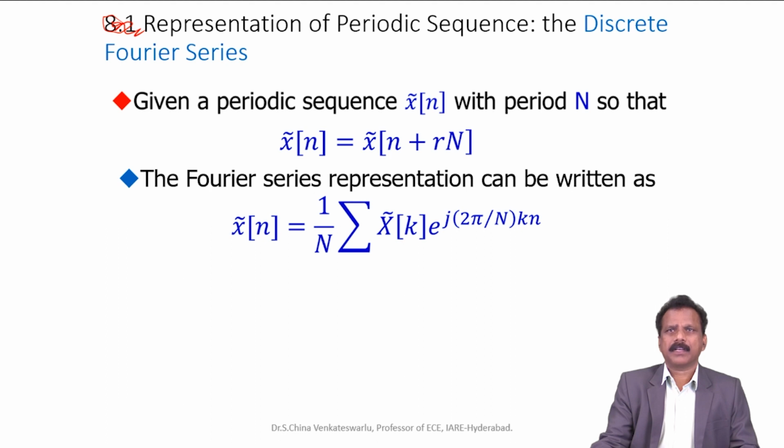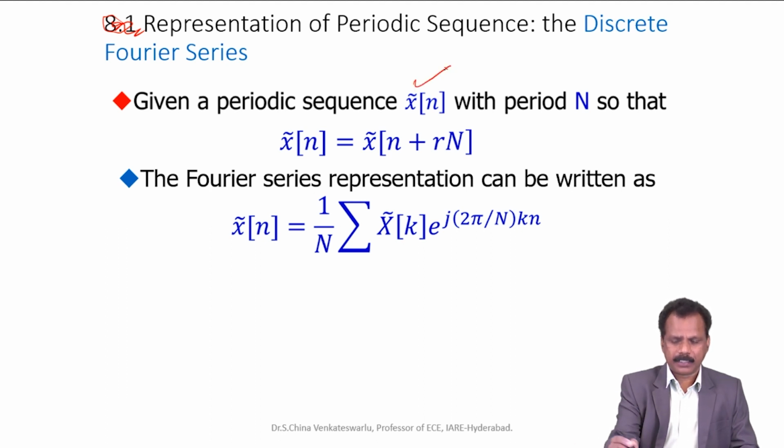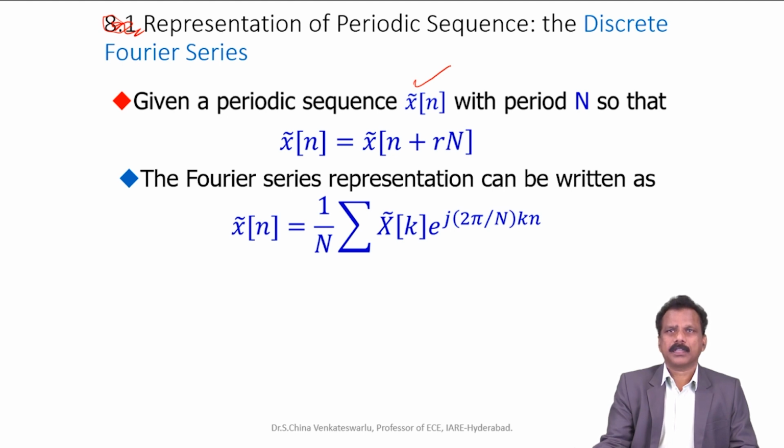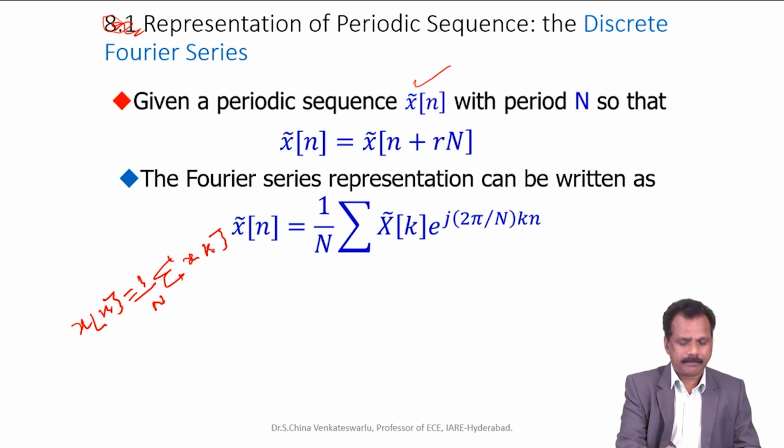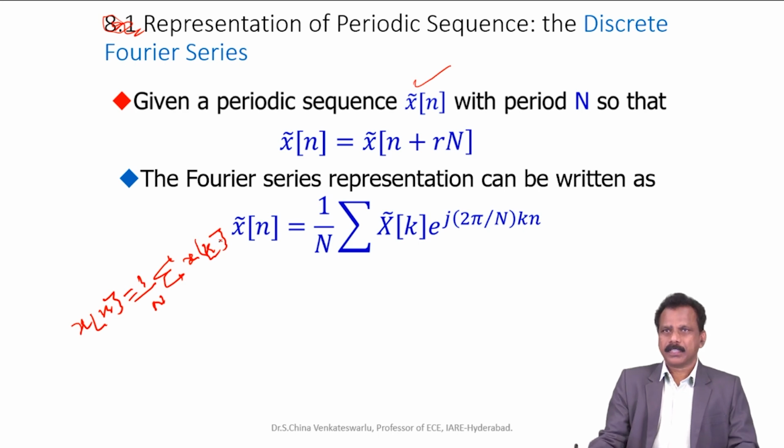In the representation of the periodic sequence, the discrete Fourier series, given a periodic sequence x of n with period capital N, so that x of n is equal to x of n plus r into N. The Fourier series representation can be written as x of n is equal to 1 by capital N, the summation of x of k into e power j 2 pi by capital N into kn.